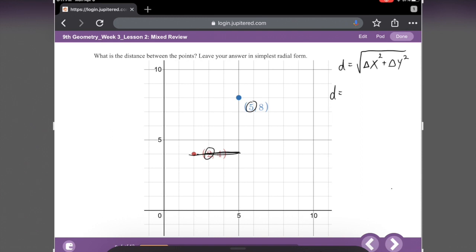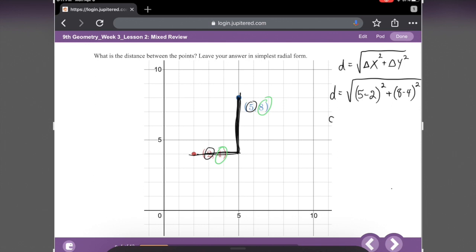So I'm going to write d is equal to the square root of, in parentheses, 5 minus 2 squared. Okay, and now delta y is going to be found by taking the difference of the y coordinates, and it's going to give us the length of this vertical line here. Okay, and that's going to be 8 minus 4. Okay, so what is 8 minus 4? That's just 4. So we put that into the distance formula and make sure to remember to square it.